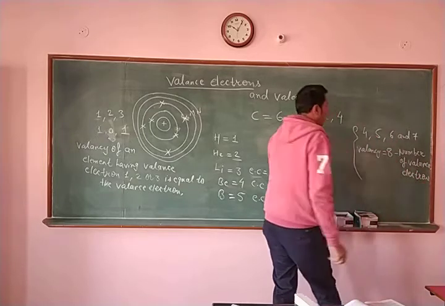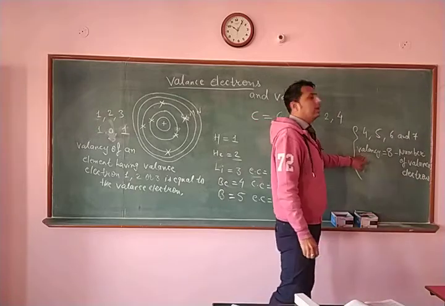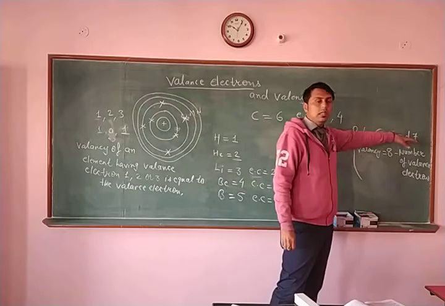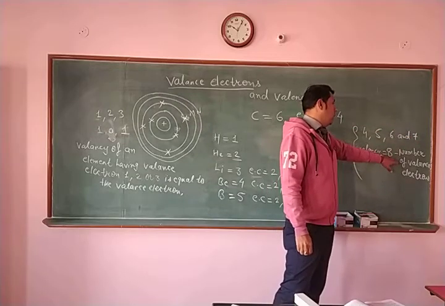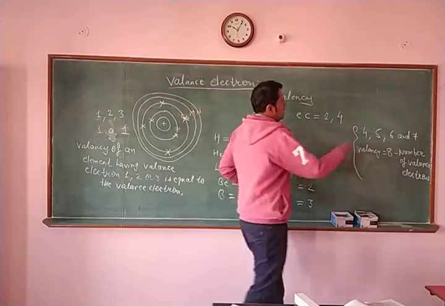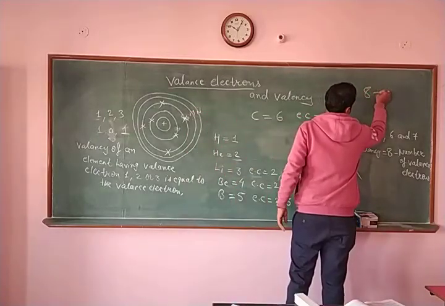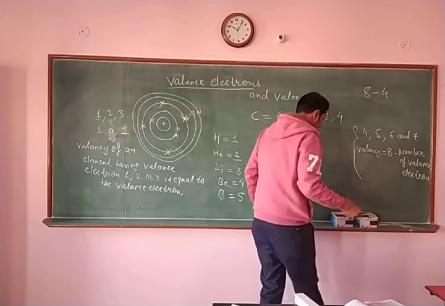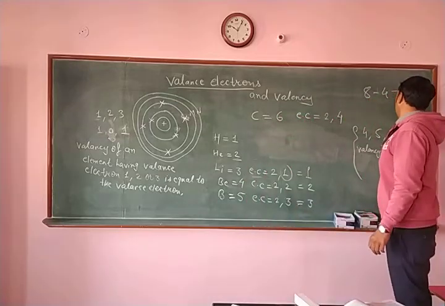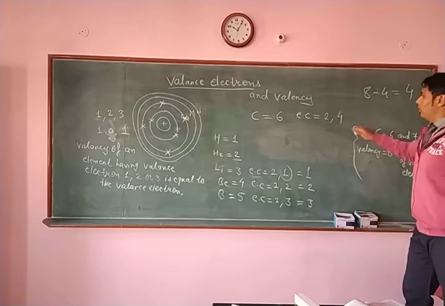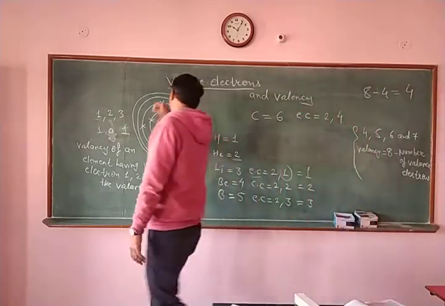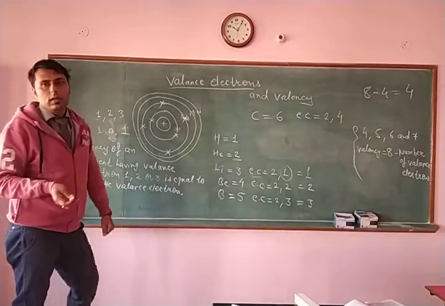Okay, so the number of valence electrons. So how can we calculate valency? For the elements having 4, 5, 6 and 7 valence electrons, the valency is 8 minus the number of valence electrons. So 8 minus 4. What will be the valency for carbon? Equals 4. So 4 will be the valency for carbon. Carbon needs 4 more electrons to complete the octet.